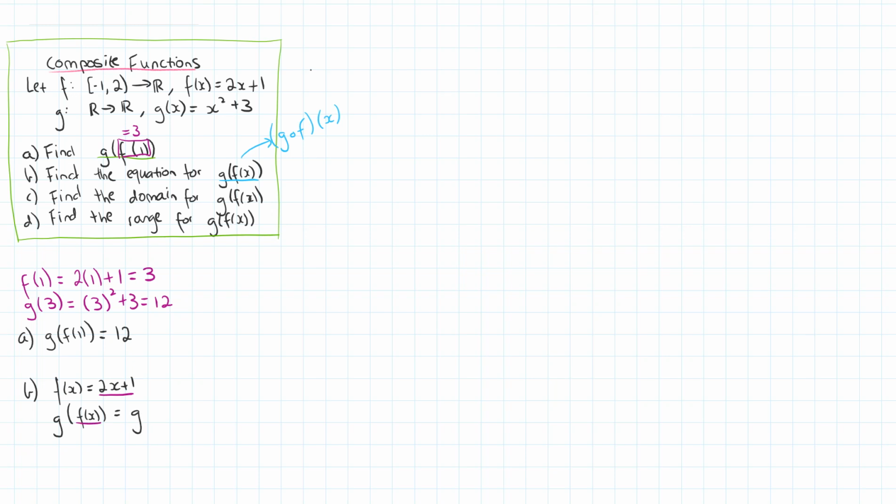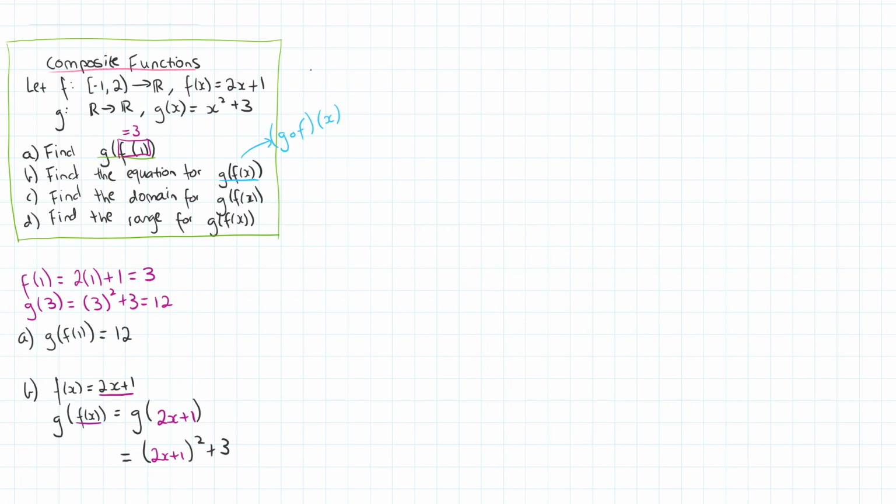So we'll substitute in g of 2x plus 1. In g's equation, everywhere we see an x, we're going to write 2x plus 1. So (2x plus 1) squared plus 3. And you can expand and simplify if you like, or you can leave it like that as well. So that is the equation of the composite function g of f.